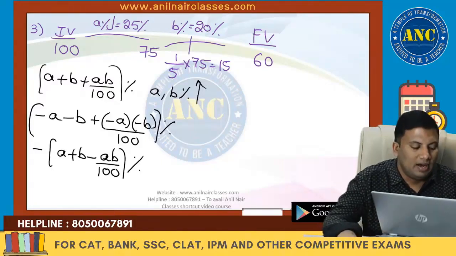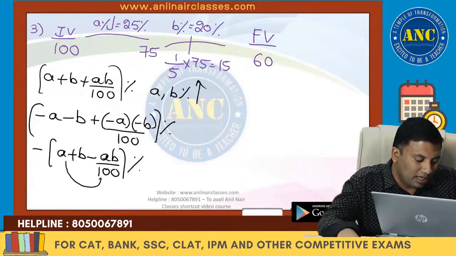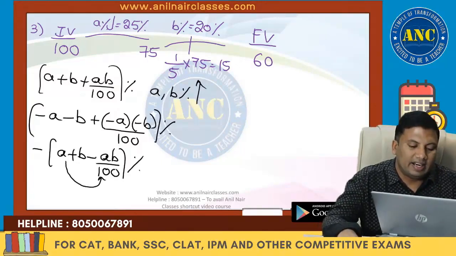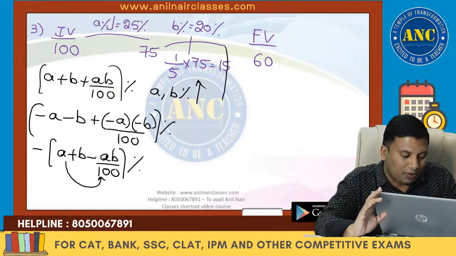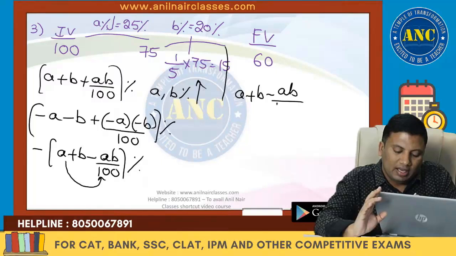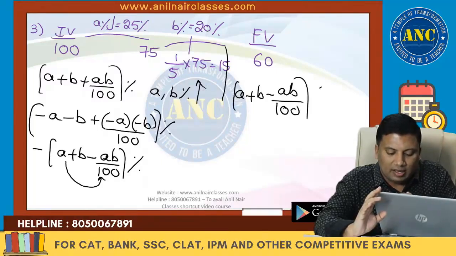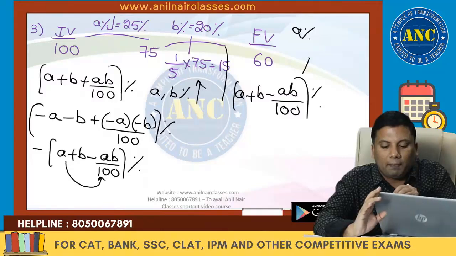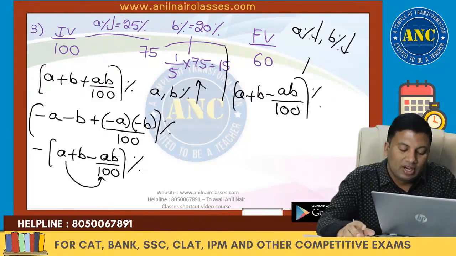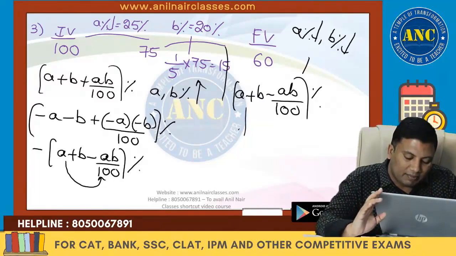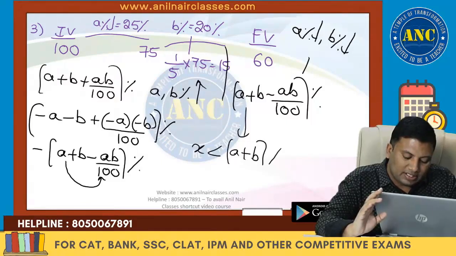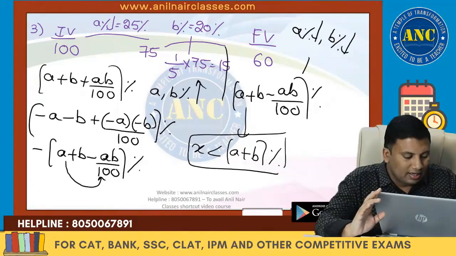Are you all with me? That means from A plus B, it is further getting decreased. That means the first point is overall decrease in terms of both, given by A plus B minus AB by 100 percentage. When A percentage is decreasing and B percentage is decreasing, from A plus B I am subtracting something. So the X value should be less than A plus B percentage.